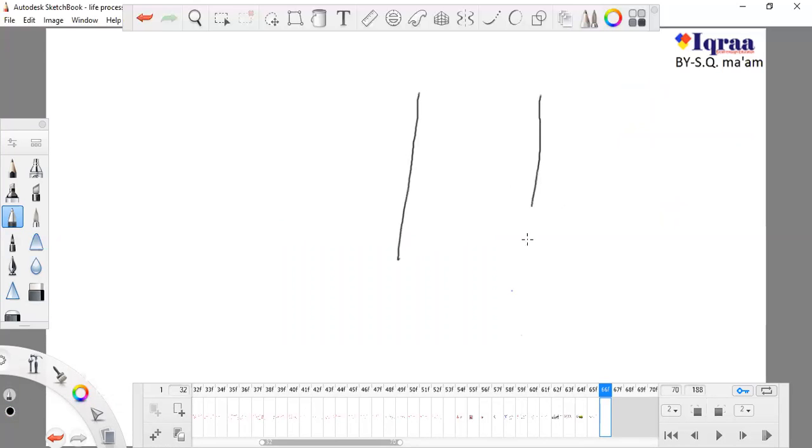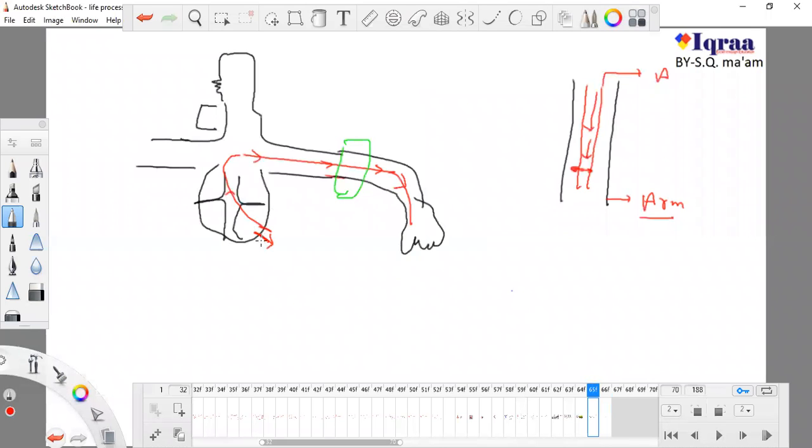This is our hand, and in the hand there is an artery. Blood is flowing in this direction, and the blood creates pressure in your artery. So why did this pressure come? This pressure comes because this ventricle is pressurizing the blood.